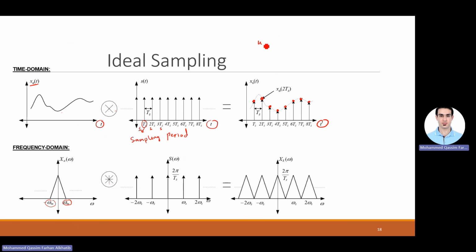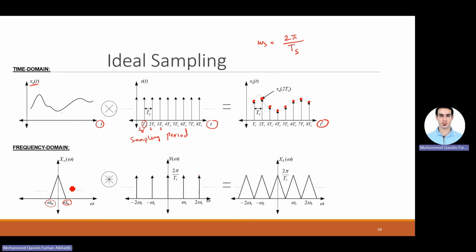Omega s equals 2 pi over Ts. So that's the relationship between omega s and Ts, the sampling period and the sampling frequency. Now, also the amplitude is 2 pi over Ts. That's the amplitude of each sample.